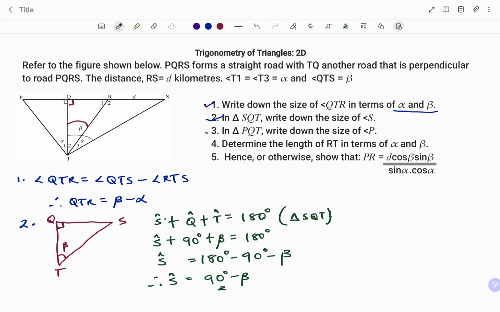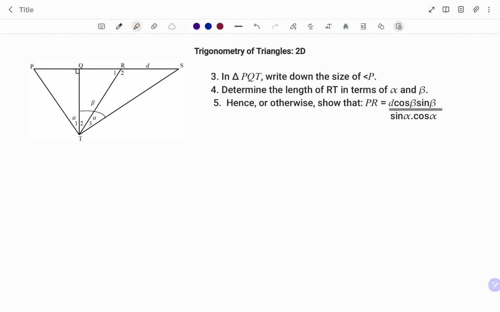The third part of the question says, in triangle PQT, write down the size of angle P. The triangle PQT, I'm going to highlight that in the diagram. Triangle PQT, using the same rule that states that the sum of angles in a triangle add up to 180 degrees. So we have angle P plus angle Q, that's 90, plus angle T, so that will be angle T1, is equal to 180 degrees. And the reason being that's a triangle PQT.